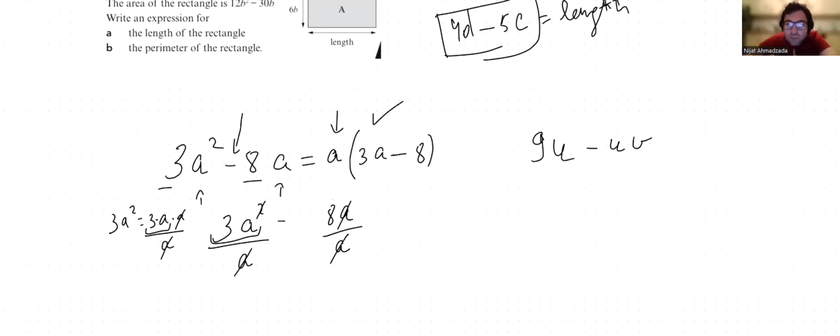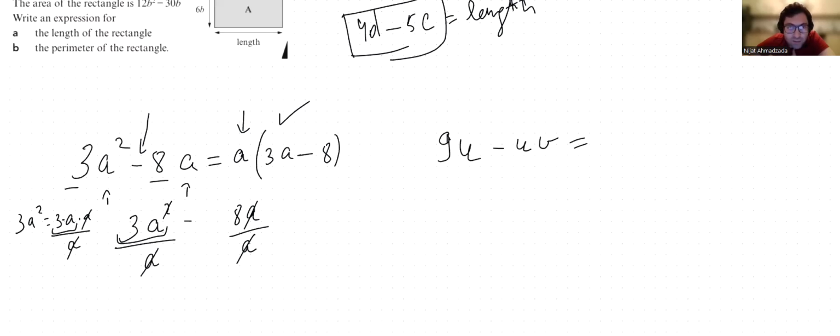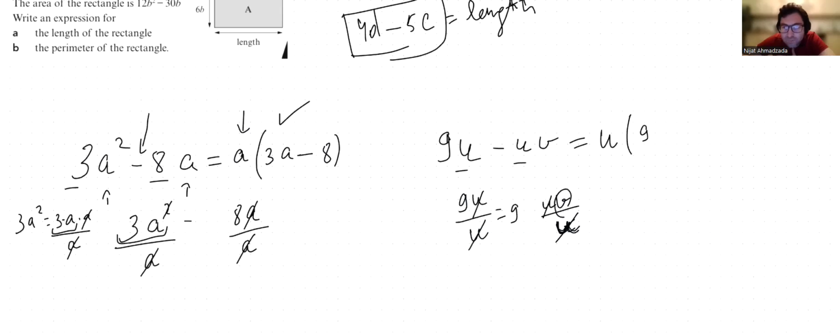Next one. 9u minus uv. What's common? Just u is common. So we got u. First step is done. We open the bracket. Second step is done. And now 9u divided by u, you cancel out the u's. It's equal to 9. uv divided by u, u's are canceled. The answer is v. And what do we have in between? We have just one minus. So the answer will be u times 9 minus v.